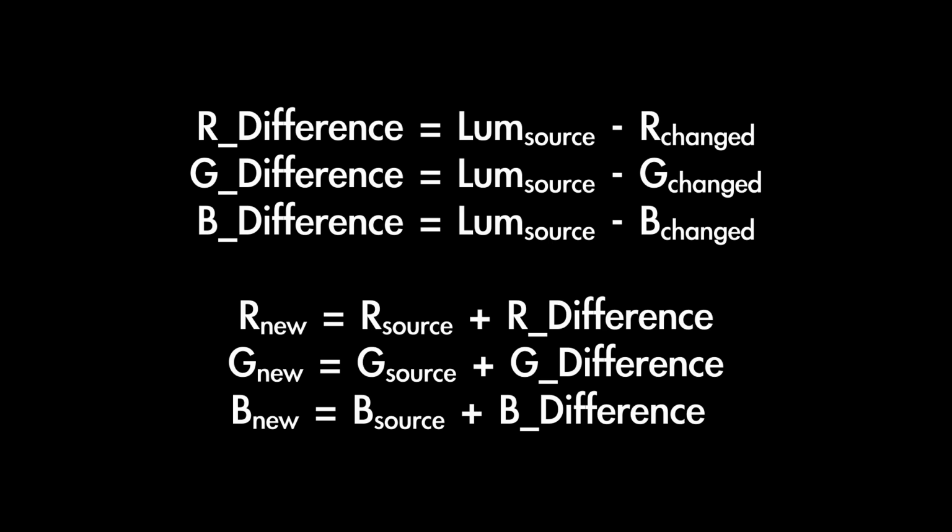And before discovering that solution, I made a mistake, and instead of finding the difference between luma, I found the difference between the luma of the source image and each color channel of the changed image. And then I added the difference to each color channel of the source image. That is the mess behind the new composite mode.